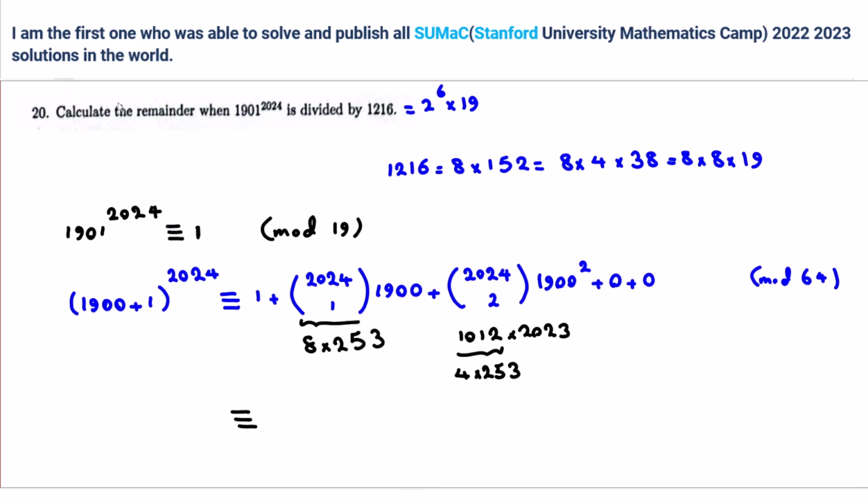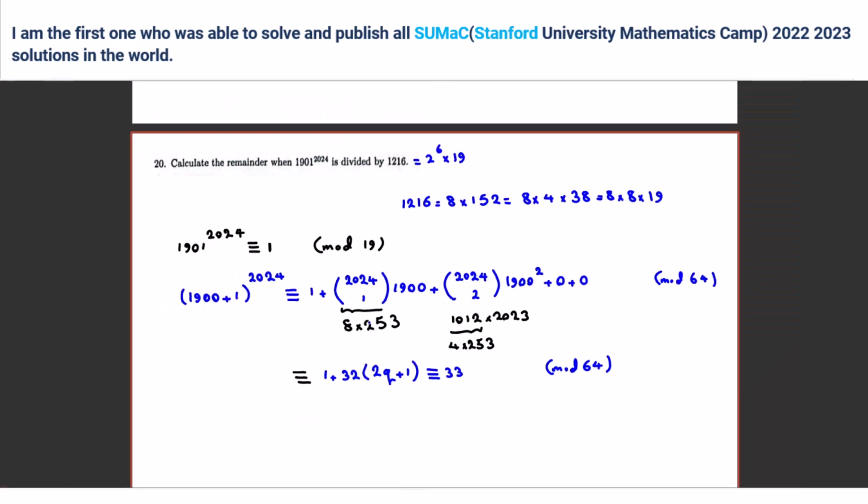Yeah. Look, do you agree? This is a multiple of 4, it is a multiple of 8, right? Yeah. So this number is a multiple of 32, right? And it is 32 times an odd number, right? 2q plus 1. Agreed? Yeah. So now can you say it is what mod 64? 33. Understood? Yeah. So we don't need to calculate all numbers.